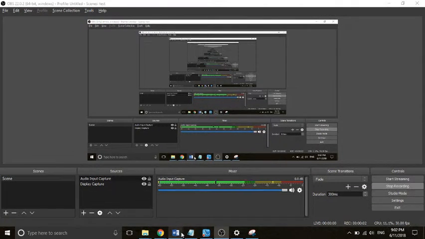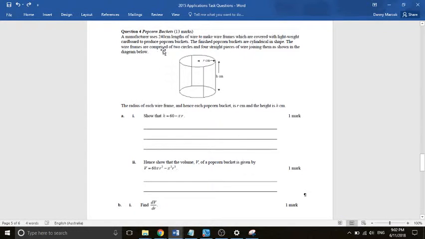So the next thing we're looking at is 2015 question 4. A manufacturer uses 240 centimeter lengths of wire to make some frames for popcorn buckets. That tells us we've got a circle here, another circle here, and 4 of these wires as well, and all those things together add up to 240. So let's see what we can do with that.